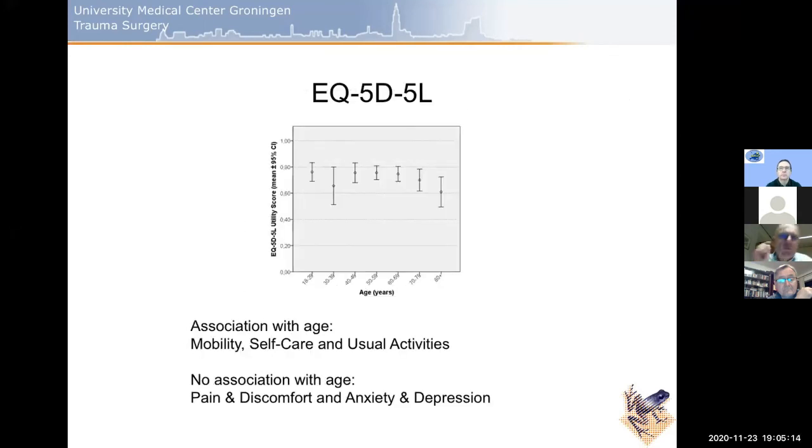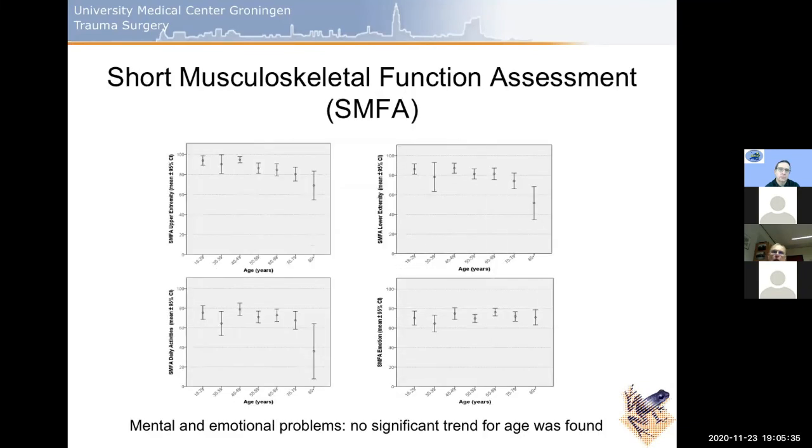If you look at the EQ-5D, we see that there is an association with age, with mobility, self-care, and usual activities. But there is no association with age with pain and discomfort and depression and anxiety. And if you look at the SMFA, we see a similar pattern for upper and lower extremity. Of course, there's a relation with age, but with mental and emotional problems, no significant trend for age was found.